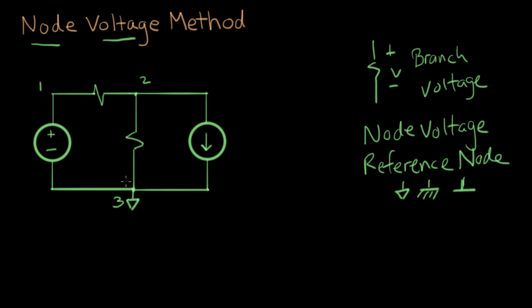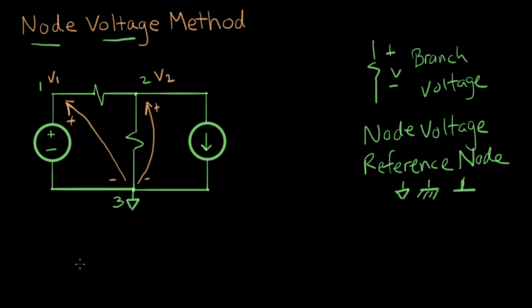In our case, this voltage here is the voltage on node 1, the node voltage on node 1, and we'll call it V1. And this voltage here is going to be called V2. In particular, these voltages are measured with respect to node 3, so there's the minus and plus, and minus and plus. And we're going to use these node voltages in the node voltage method.